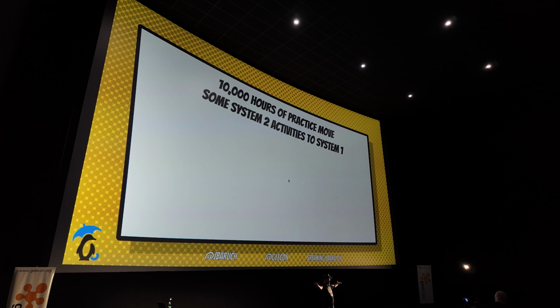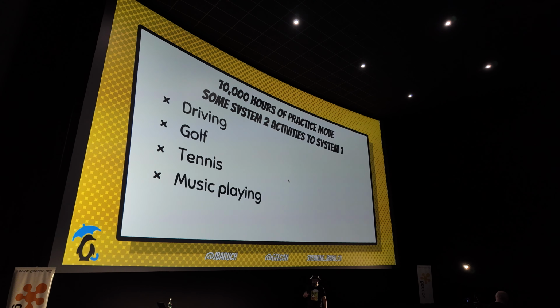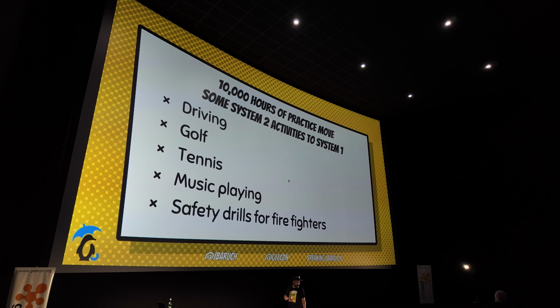But there is a caveat. And this caveat is what activities can be moved from System 2 to System 1. Activities like driving, like playing golf, like playing tennis, like playing music, or even safety drills for firefighters. There is a story in Thinking, Fast and Slow which proves this point very interestingly.